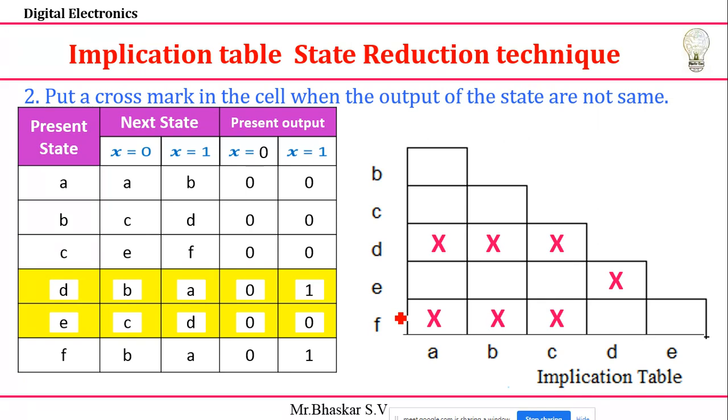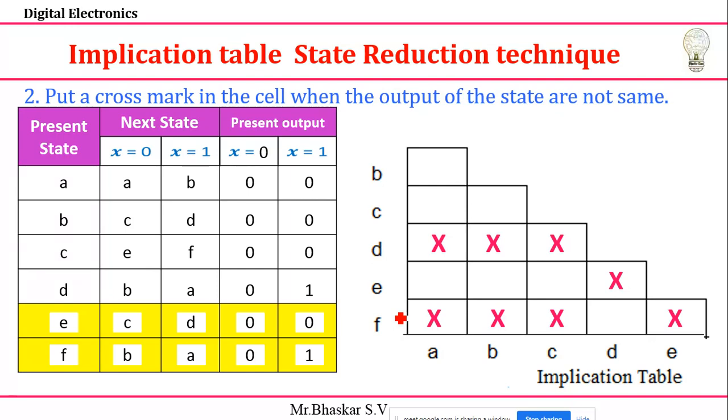Clear? Then I'll go for the last, E with respect to F. Is there any relation for E with respect to F? Then I'll make this one a cross mark directly. Clear about this step? Yeah. So once it is clear, then I'll go for the next step.